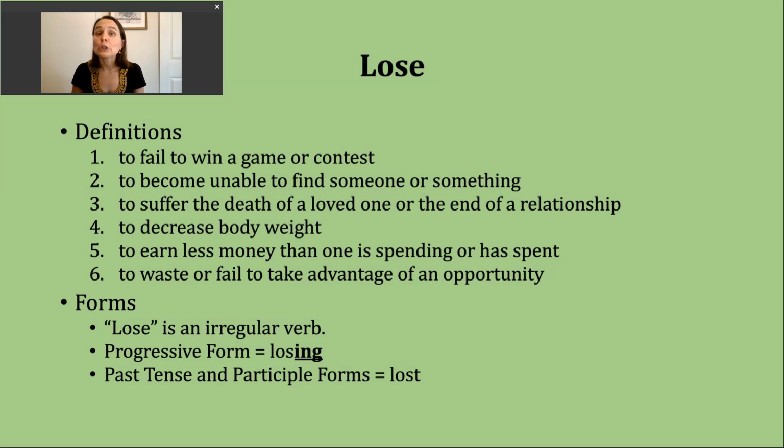You should know that lose is an irregular verb. To make the progressive form, you need to drop the E and then add ing to form losing. The past tense and participle forms of this verb have a completely different spelling. It's L-O-S-T when we pronounce it lost. I actually used this participle form when I was talking about the third definition of suffering the death of a loved one.